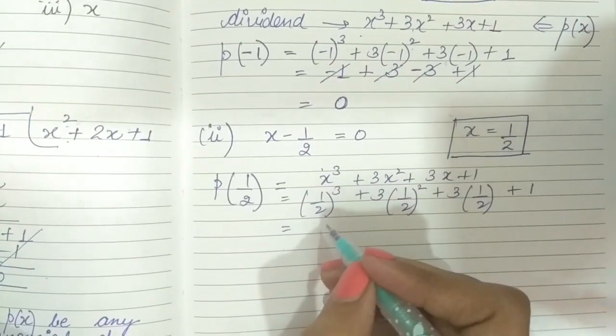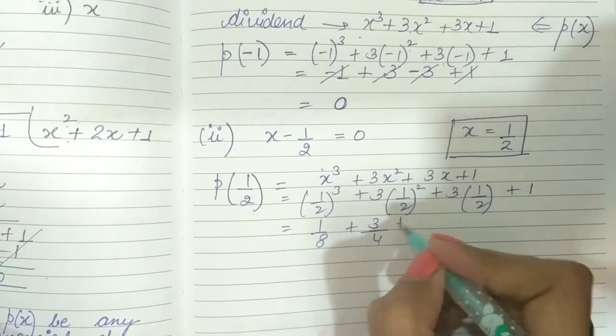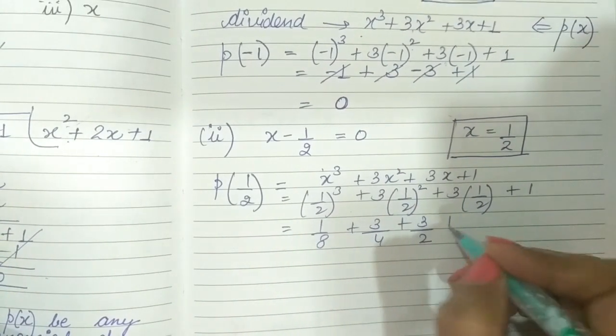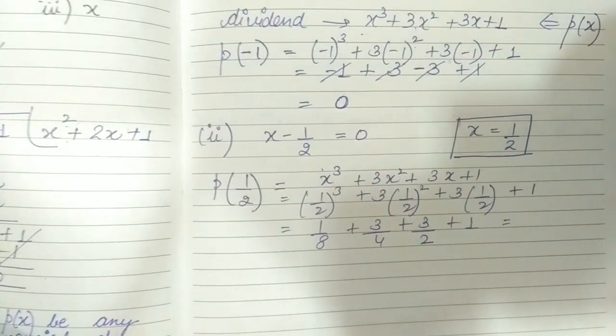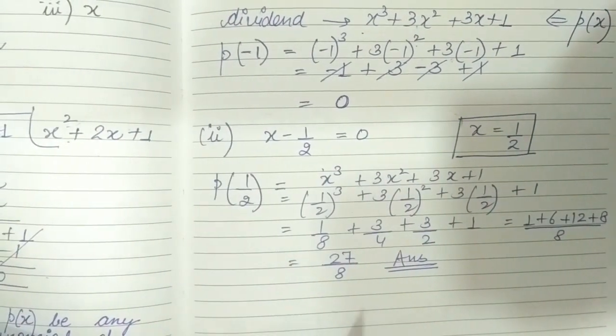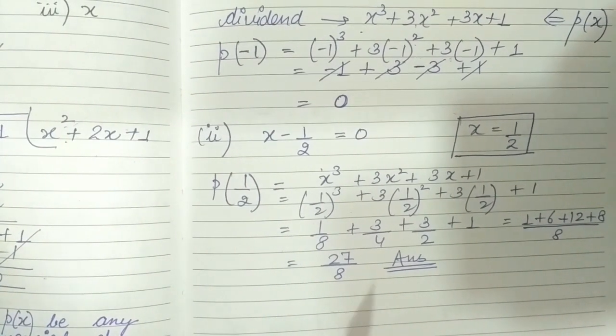Cube of 1 by 2, 1 by 8, 3 by 4, 3 by 2 plus 1. Take the LCM and add them all. Your answer will be 27 by 8. So the remainder is 27 upon 8.